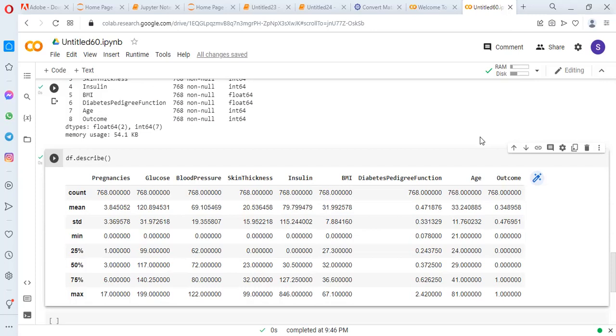Then the 25%, 50%, and 75% percentile values are calculated, showing how the values compare with the actual values and the mean. Right. So this is what describe is. The describe function gives the statistical measurement of the data set.